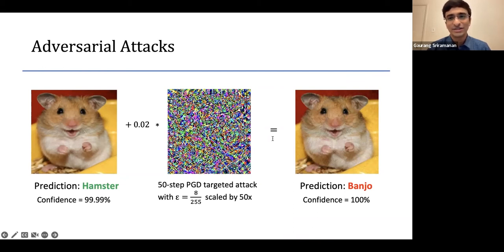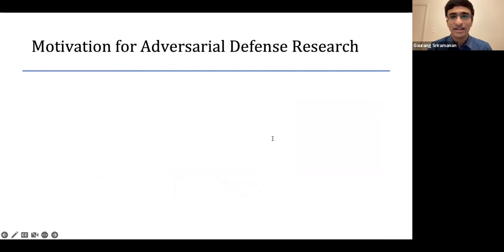In this example, a 50-step targeted attack is used to flip the prediction of an image from hamster to banjo. Importantly, here we note on the left, the clean, unperturbed image of a hamster is predicted correctly with a very high confidence of 99.99%. And with a very minor imperceptible perturbation applied, on the right side we see the perturbed image, and it still misclassifies it as banjo with very high confidence. So this can potentially have disastrous implications in critical applications.